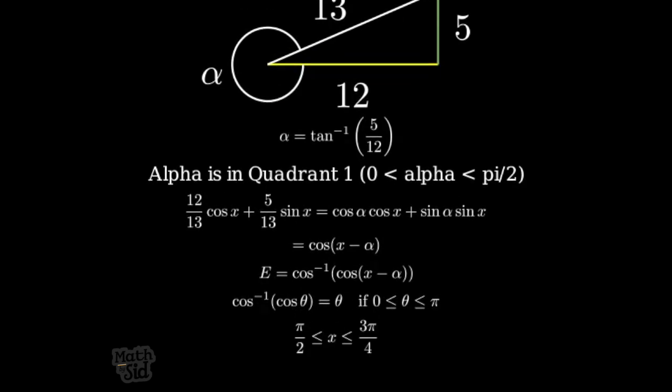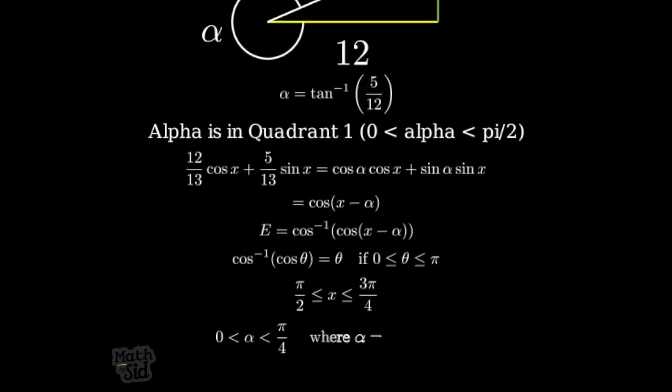We are given that x is between pi over 2 and 3 pi over 4, and we found that alpha equals inverse tangent of 5 over 12. Since tangent of 0 is 0 and tangent of pi over 4 is 1, and 5 over 12 is between 0 and 1, alpha must be between 0 and pi over 4.